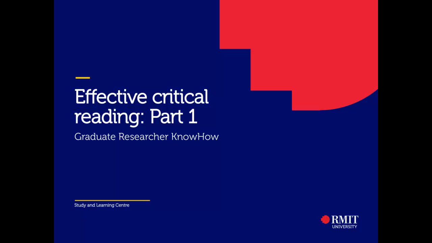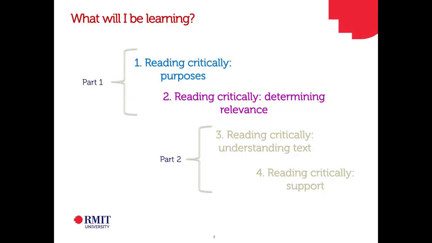This workshop looks at the steps for critical reading. You'll be invited to complete activities and then listen to the discussion about possible answers. In this workshop, we're going to explore number 1, academic reading purposes, and number 2, reading for text relevance.